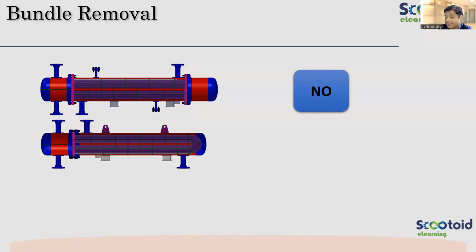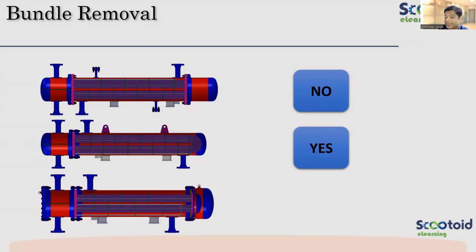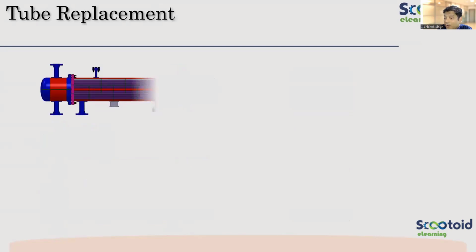Second, BEU type. Can I take out the bundle? Yes, I can take. I can unbolt it and pull the bundle out from the shell. Okay, so it is possible. In the floating type, is it possible to take the bundle out? Yes, definitely.